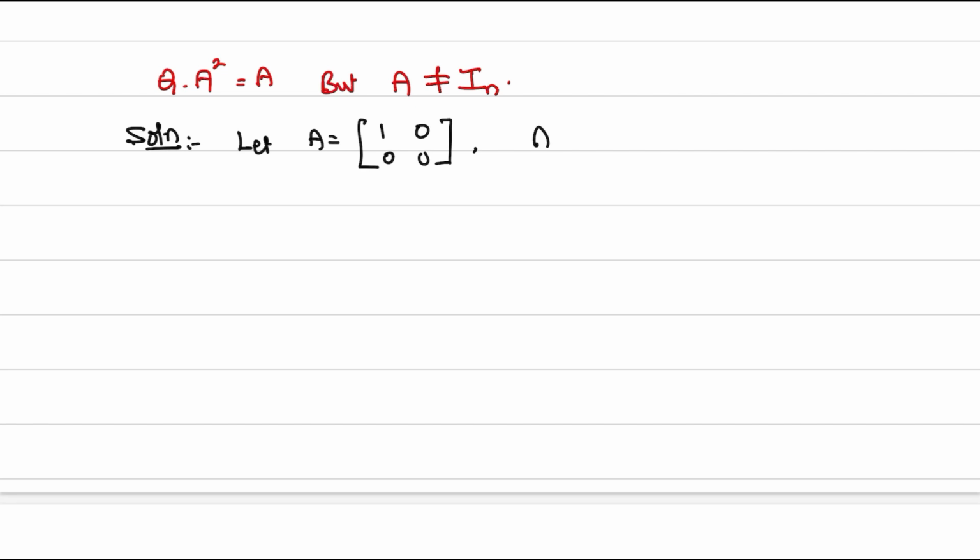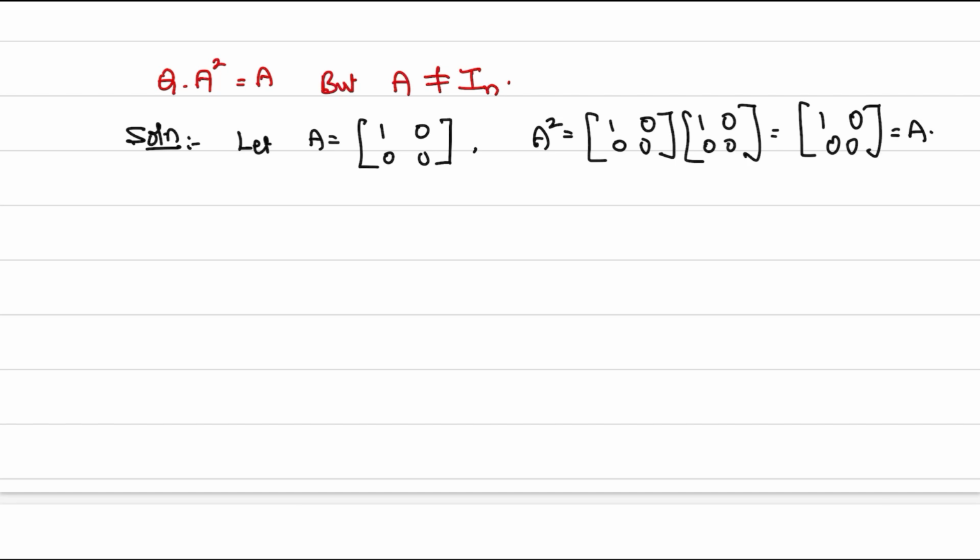Then what is A square? A square is equal to [1 0; 0 0] into [1 0; 0 0], that is equal to [1 0; 0 0], that is equal to A. Therefore, A square is equal to A, satisfied for the above matrix. Now, we will go one by one through the properties of it.